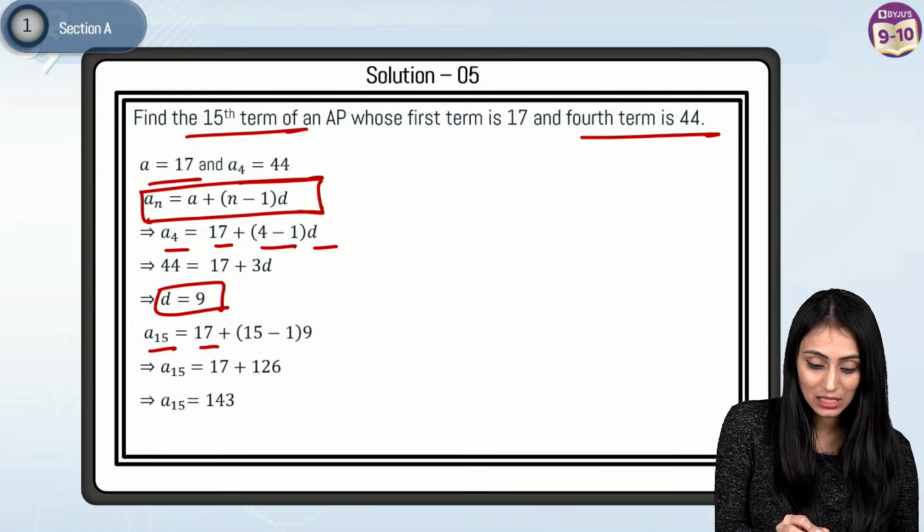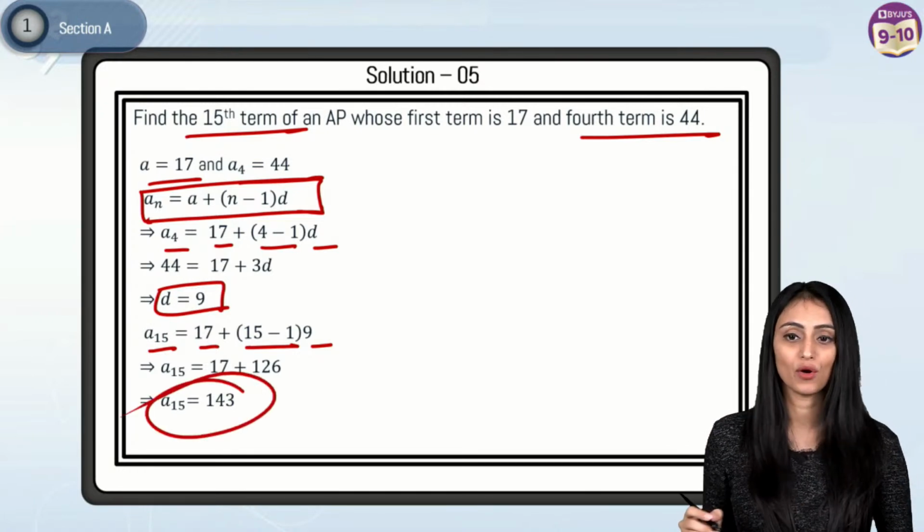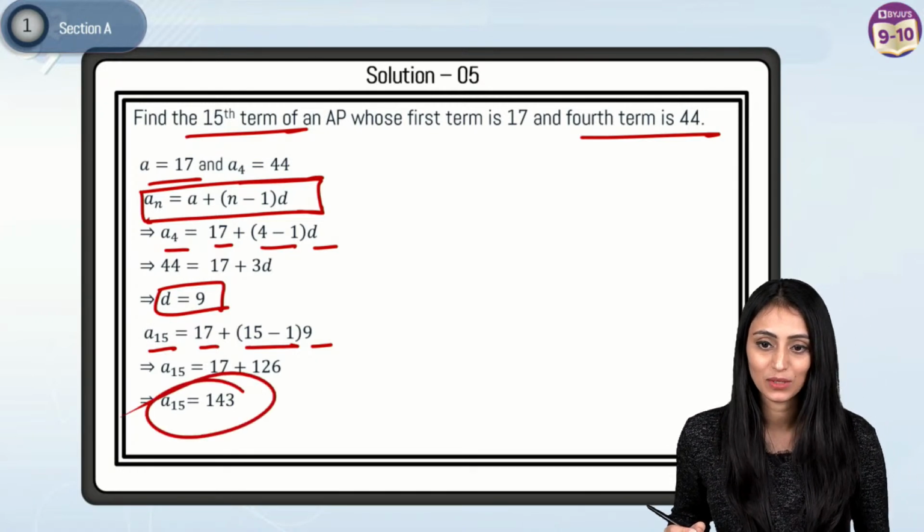So A15 would be 17 plus 15 minus 1 into 9. I have the common difference now. That's going to be 143. That's the 15th term, right?